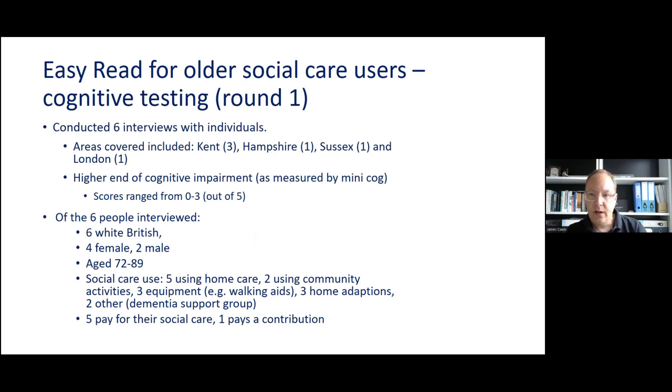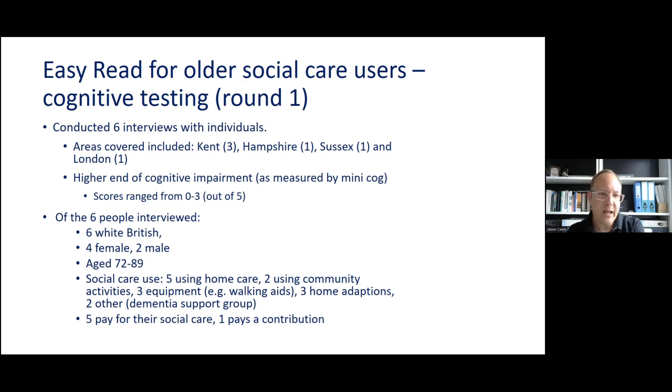So, okay, this is the cognitive testing. I can only talk about the round 1 that we've had, because we're currently in round 2. So currently we've done 6 interviews in Kent, Hampshire, Sussex and London. People were at the higher end of cognitive impairment as measured by our mini-cog tool. That was a little surprising. I think we were looking at people that you might more expect to find in care homes, so care home residents. And we can sort of speculate a little bit as to potential reasons for that, whether it's policy drivers or things like impact of COVID.